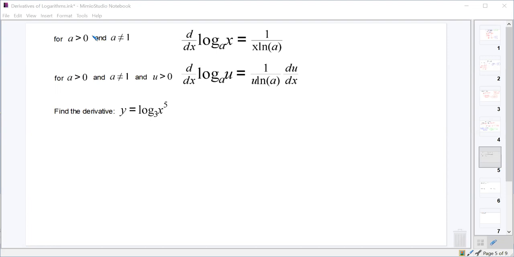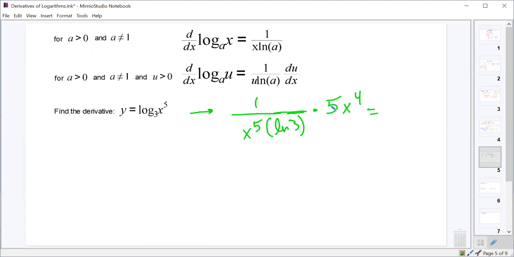Everybody get an answer for that? Yeah. All right, so how do we do this? We did 1 over what? x to the 5th times the natural log of 3. And then we multiply that by the derivative of our x to the 5th, which is 5x to the 4th. Then what do we end up with? 5 over x ln 3. Yeah, everybody go with that. Cancel off the x to the 4ths, and that's what we get.